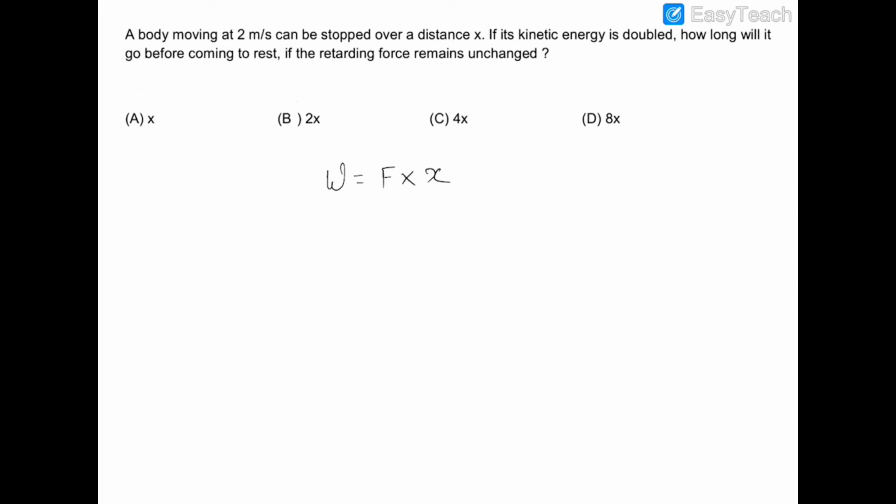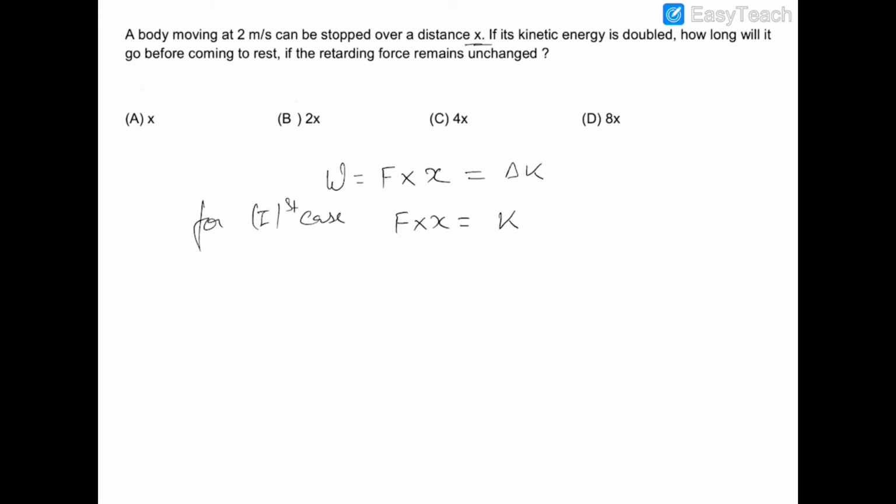In the first case, the body comes to rest at a distance of x. So F into x is the work done by the force against the body, and this will be equal to the change in kinetic energy. The final kinetic energy is 0, and initially let's suppose it was k. So in the first case, the work done F into x will be equal to k, where k was the initial kinetic energy and the final kinetic energy will be 0.